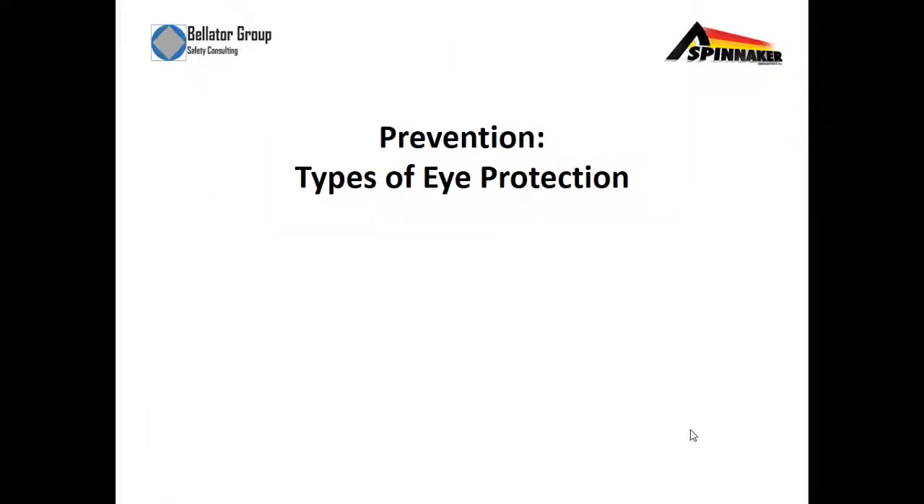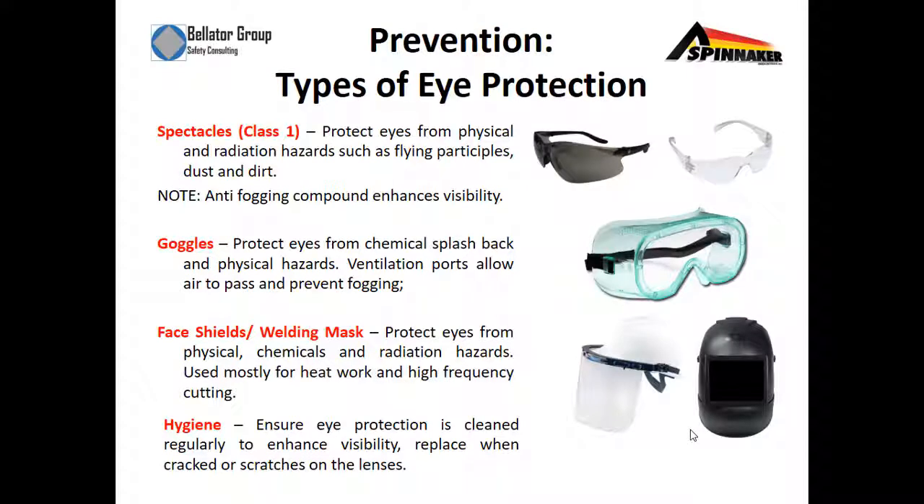Prevention, the type of eye protection. There are many ways to protect your eyes from eye hazards, including spectacles class 1, which can protect your eyes from physical and radiation hazards, such as flying particles, dust, and dirt. Note, you can also use anti-fogging compounds to enhance your visibility. Goggles protect your eyes from chemical splashbacks and physical hazards. Ventilation ports along the goggle allow air to pass through and to prevent fogging.